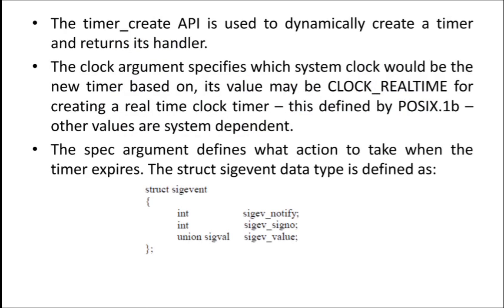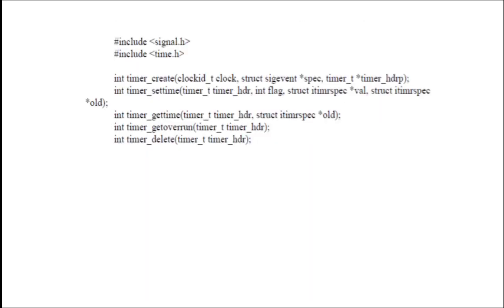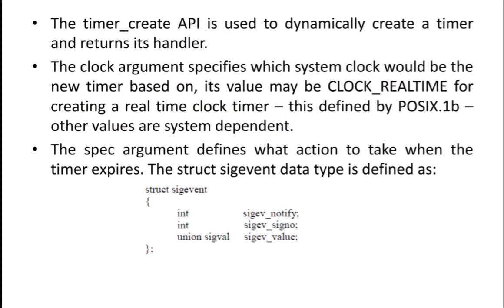You can see here the timer create API is used to dynamically create a timer. First of all, to create a timer, you are going to use the API called timer create. When you create a timer, it returns the handler, because you know that even when you create multiple timers, you have to use a separate handler for separate timers. Handler is nothing but it's like an address of a timer, right?